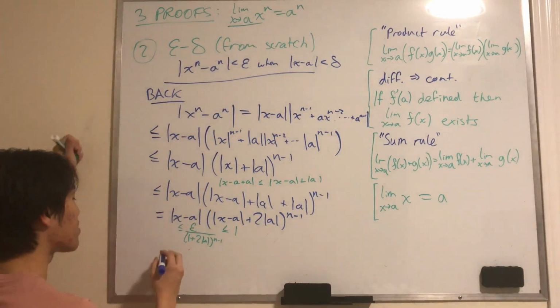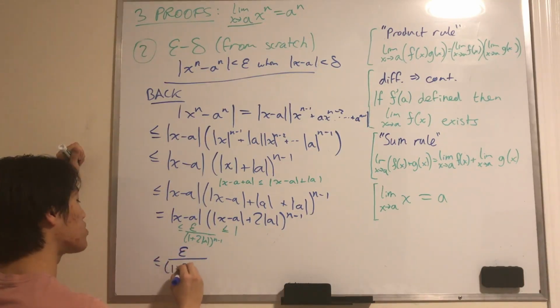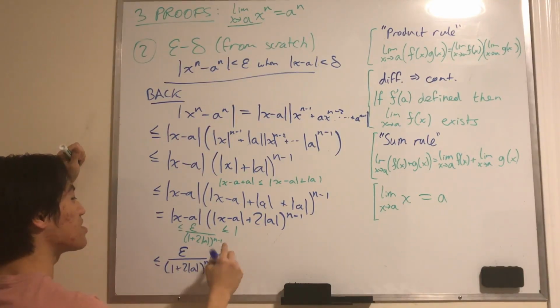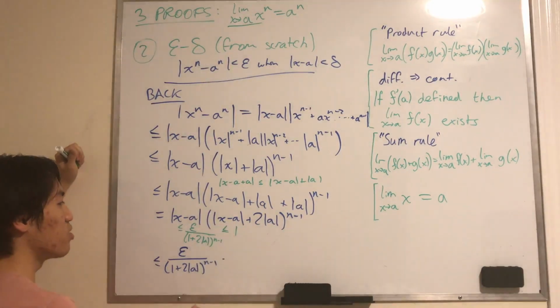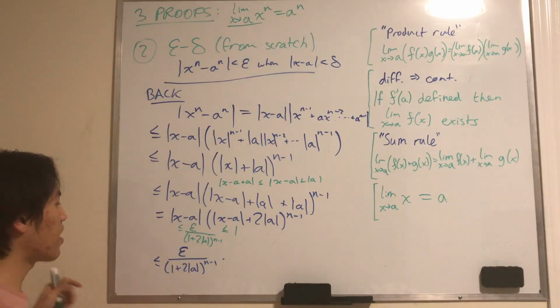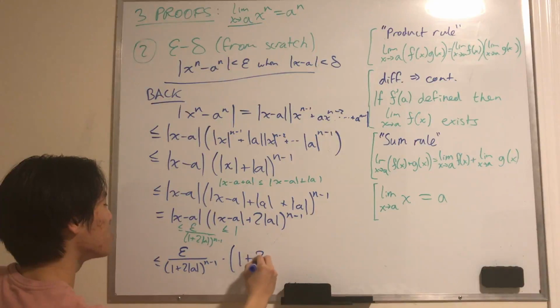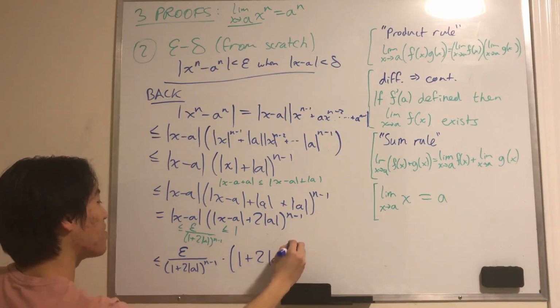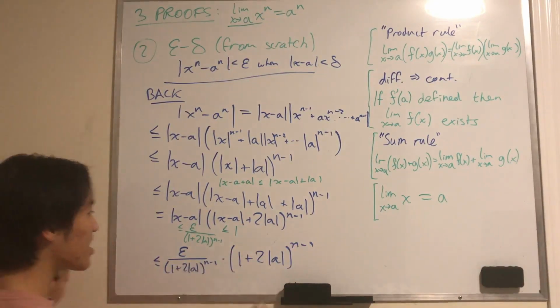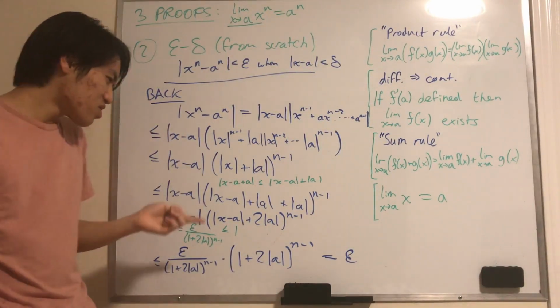In the next step, this is nothing more than less than or equal to epsilon over 1 plus 2 absolute value of a to the n minus 1, times, and remember, x minus a is less than or equal to 1, because I could pick delta to be 1, for example, or 0.5, times 1 plus 2 absolute value of a to the power of n minus 1, and look at that, it cancels out, and we get exactly epsilon. So, it looks like we're onto something.